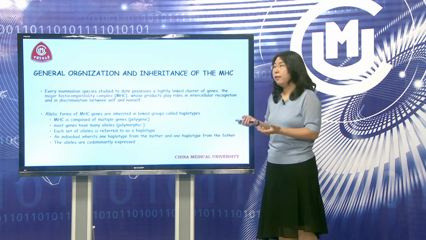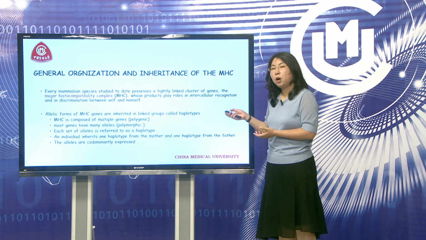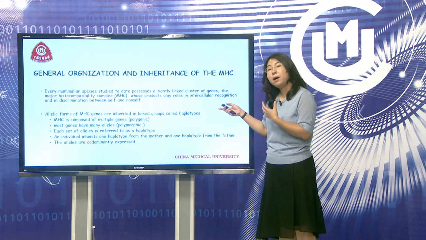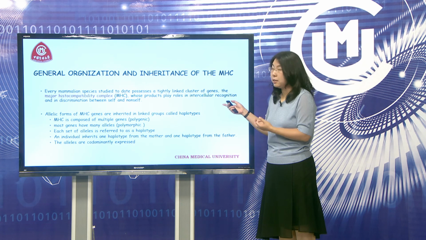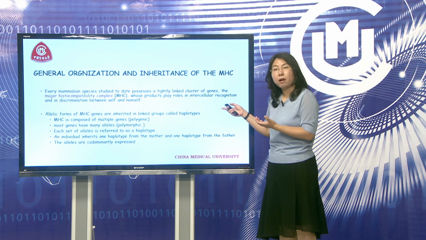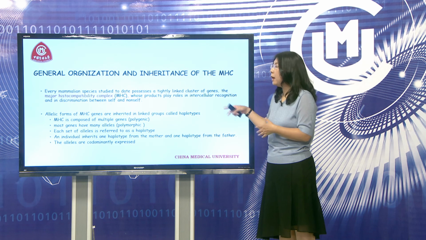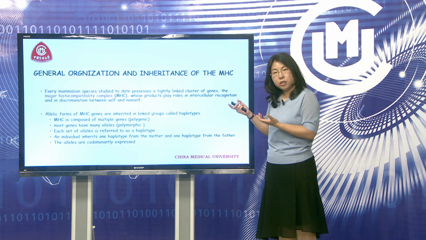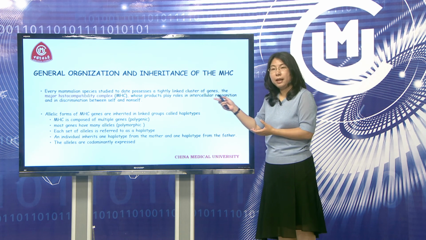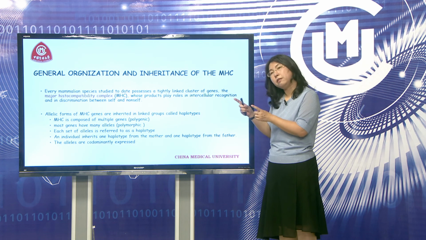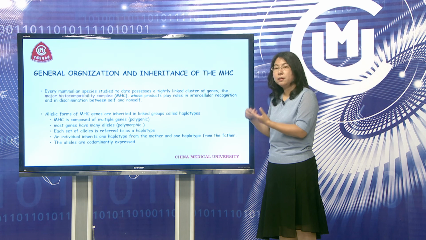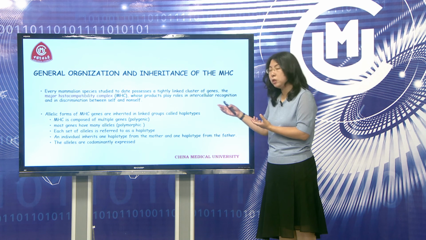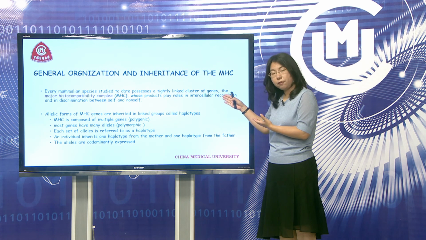So now let's think about what we learned about the genes for the MHC. This is the concept. Each mammalian species has its own name: for rabbit, we call them RLA, for the pig, we call it SLA, for human, the special name is HLA, and for the mouse it is H2. But all these genes are actually MHC. So what is MHC? All mammalian species to date possess a tightly linked cluster of genes. These genes are located in very narrow regions in the chromosome, and their function is intercellular recognition and also discrimination between self and non-self. We will learn this part in the following sections.